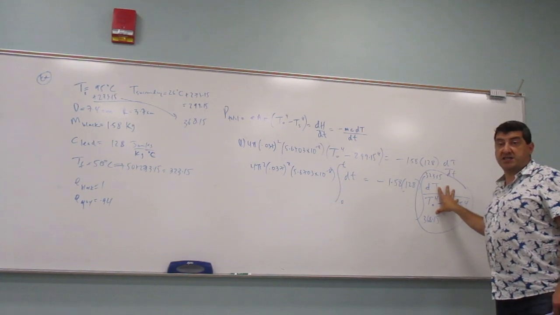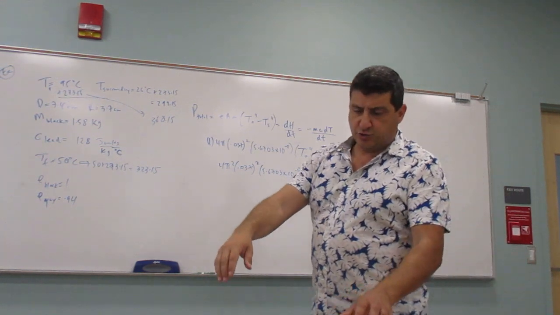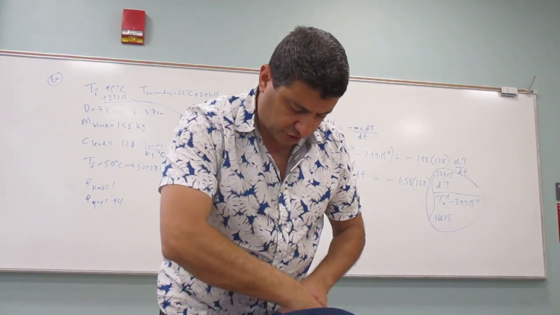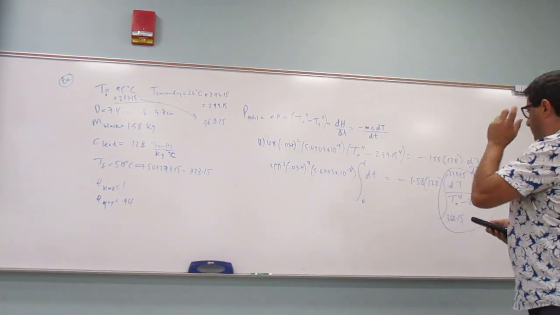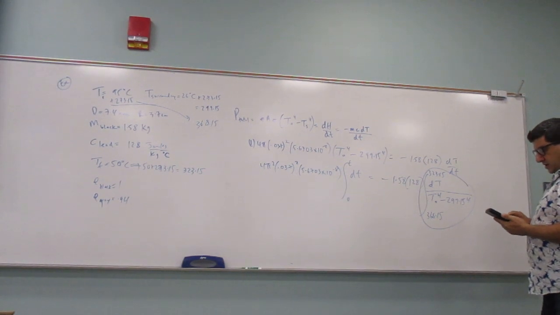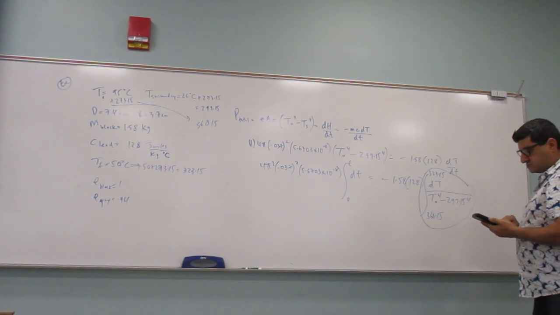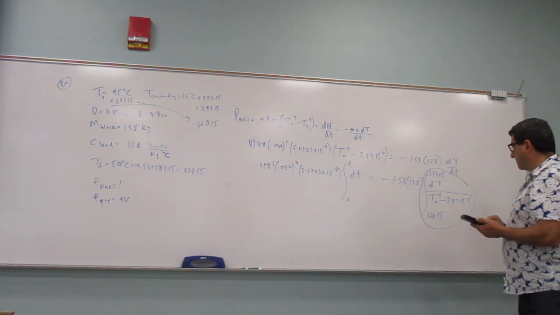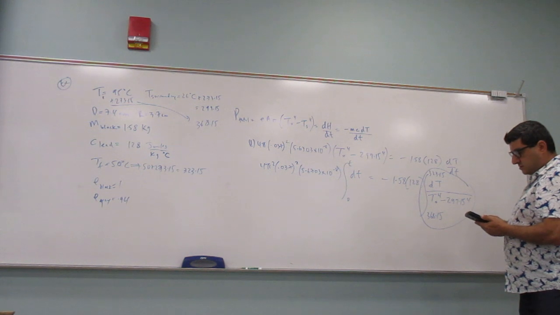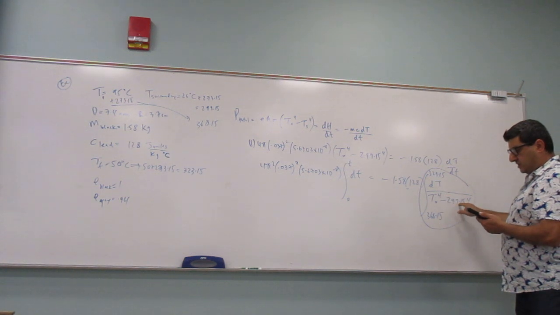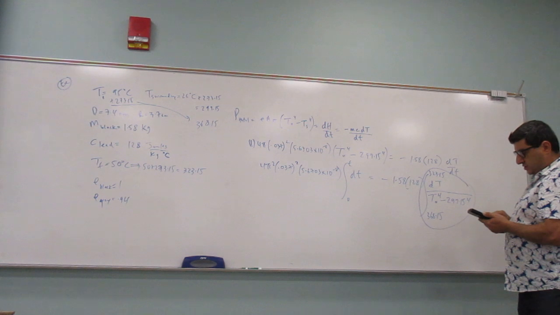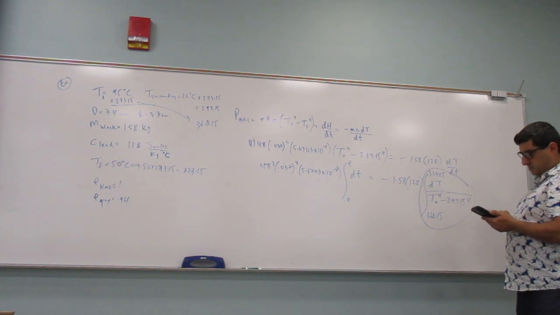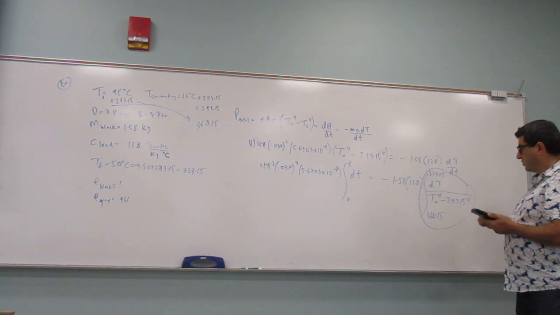So it's probably going to take you, let's see how many seconds for this to happen. So this one you're going to do it on the TI, integrate this function. Practice doing this on your TI with the integral function. So you're going to do integral of 1 divided by x to the power 4 minus 299.15 to the power 4, from 368 all the way to 323.